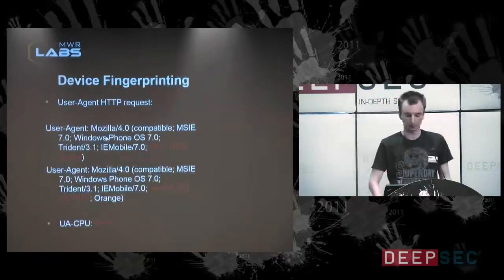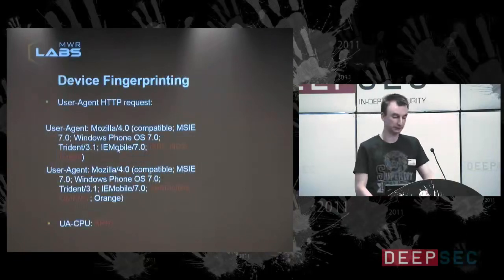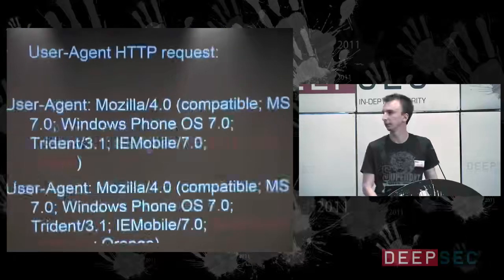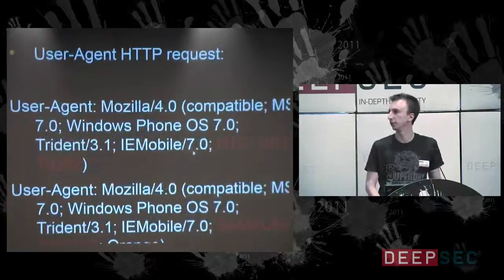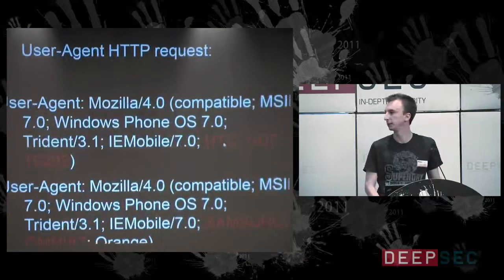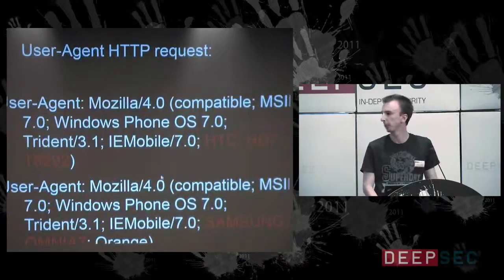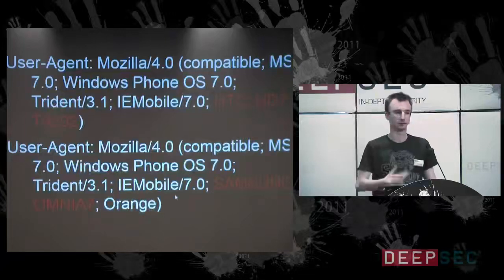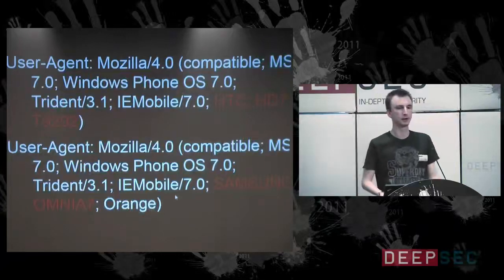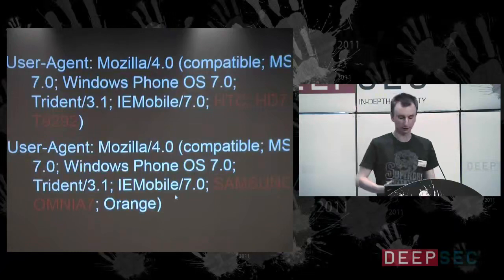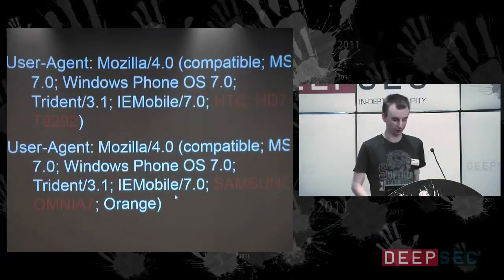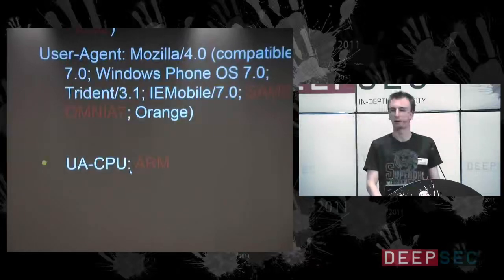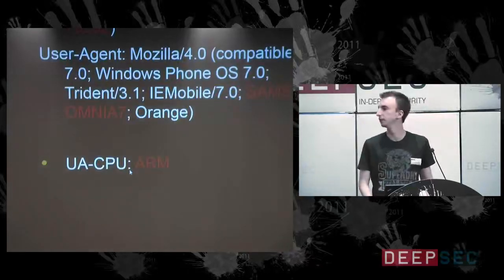The way I thought about doing this was, it turns out that the user agent actually exposes what the device is. So this one, for example, is a HTC HD7. This one is a Samsung Omnia. So it means an attacker can perform more targeted attacks against users of these devices. For some reason, it also discloses that it's running ARM architecture, which is kind of handy.